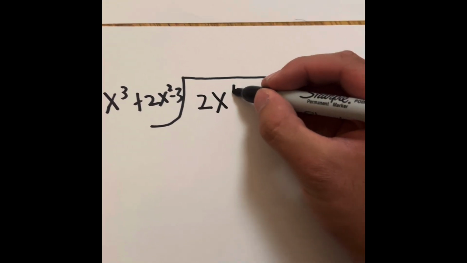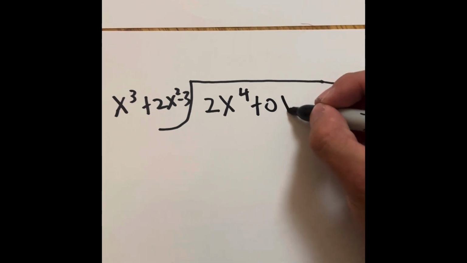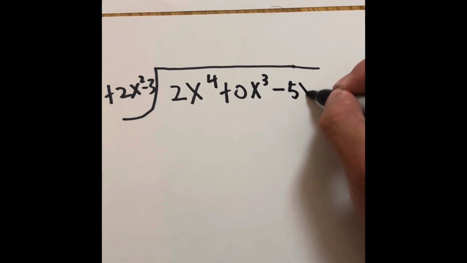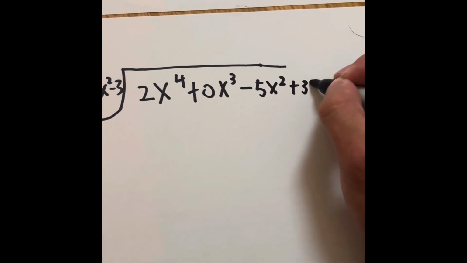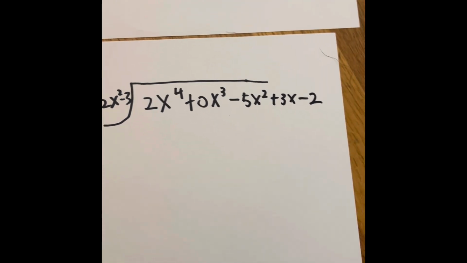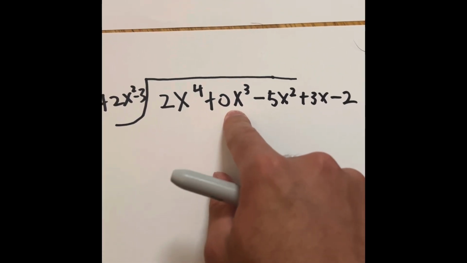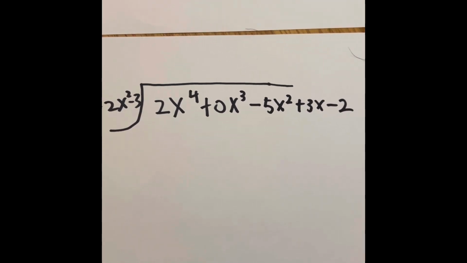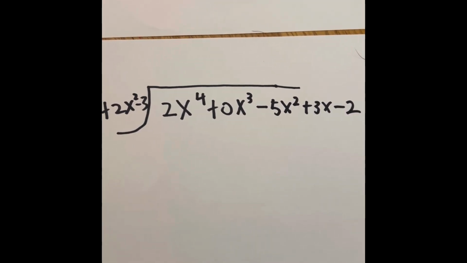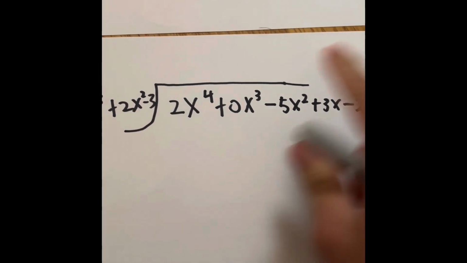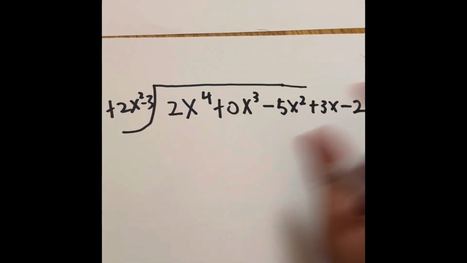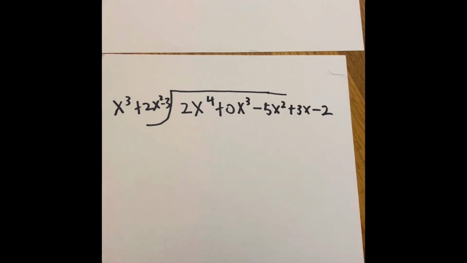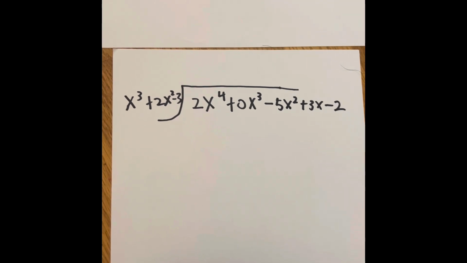So 2x to the power of 4 plus 0x to the power of 3 minus 5x squared plus 3x minus 2. If you were to do any math without the 0x to the power of 3, it would be impossible, because you can't subtract an x to the power of 3 from an x to the power of 4 or negative 2. It won't work, and there will be an error.